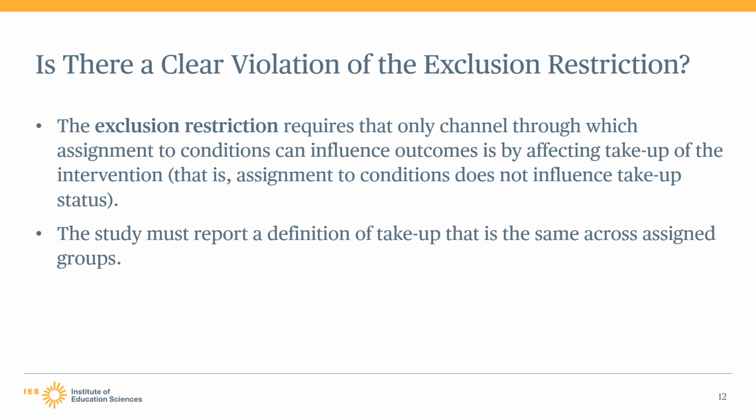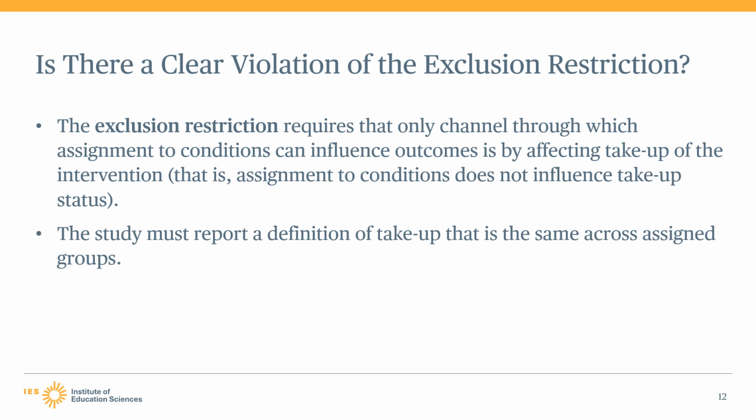For RCTs with cases that have demonstrated sufficient instrument strength, the next step in the review process is to assess whether there is a clear violation of the exclusion restriction. The exclusion restriction stipulates that the only channel through which assignment to conditions can influence outcomes is by affecting take-up of the intervention. For example, if assignment of a student to an intervention also causes parents to obtain other services unrelated to the intervention, then this is a violation of the exclusion restriction because assignment to condition might influence students' outcomes through a channel other than intervention participation.